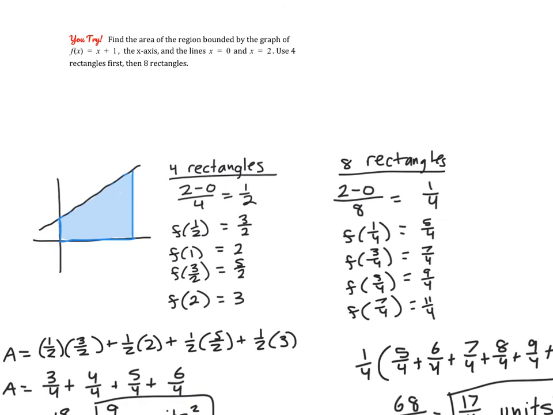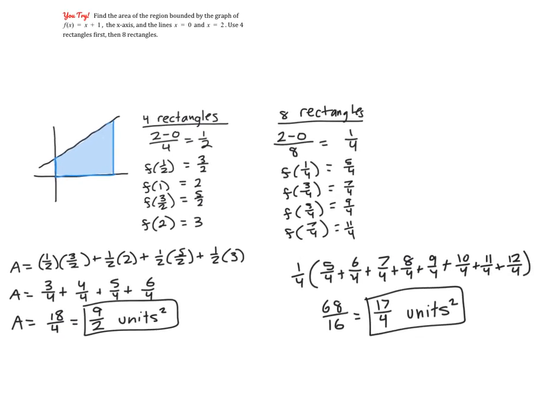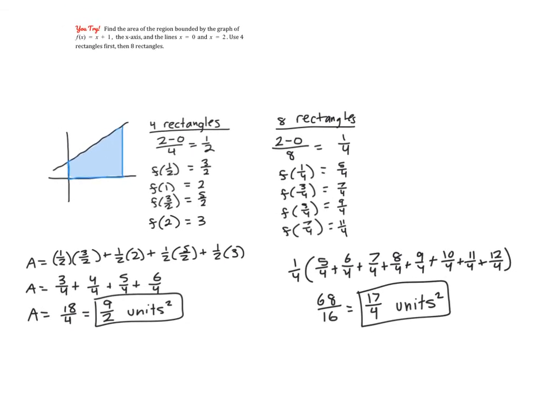Okay, so let's check our work here. So you can see that when we have 4 rectangles, the width of each rectangle is 1/2. 2 minus 0 is that total distance, and I split it up evenly within 4 rectangles. And then I'm going to evaluate my function at these 4 values to find the height of my rectangles, and then base times height plus base times height. Add them all up, and you should get 9/2 units squared.